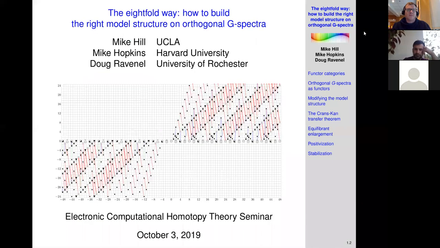As you might have heard, I've been writing a book for the last couple of years on what we did with the Kervaire invariant theorem, and I've spent a lot of time trying to think of the best way to explain why we use the model structure on orthogonal G-spectra that we do, and that's what this talk is about.